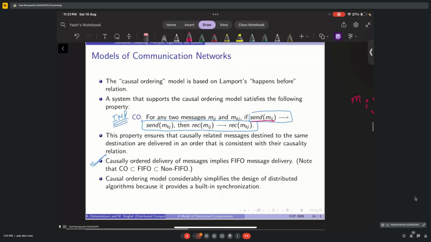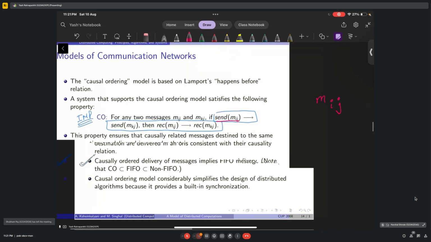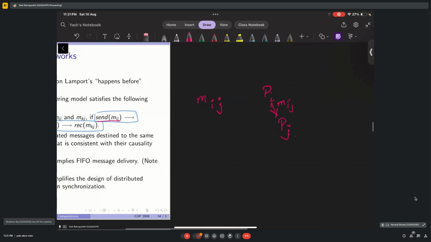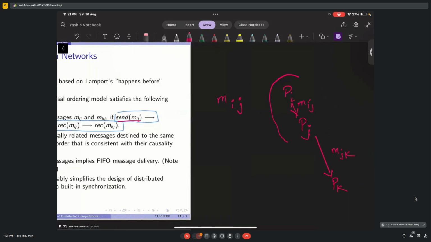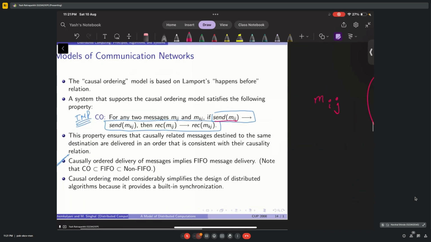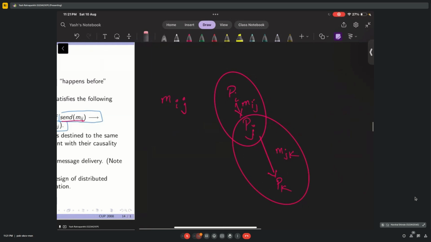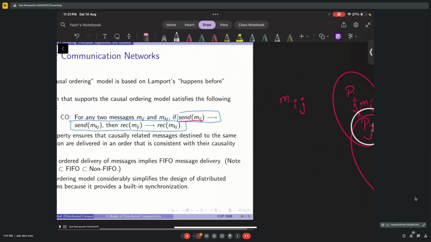It is saying that if send of M_ij is dependent on send of M_kj, then if this message depends on this message, at first the first message should be received here, and only then will the second be received at this place. This is very easy and in layman's terms to understand.